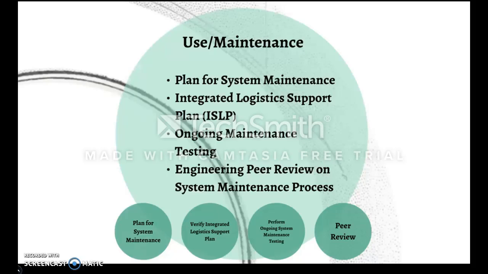The use and maintenance phase of a system lifecycle is the time when the system is actually in use and operating in the intended environment. It is usually the longest lifecycle phase. There are 4 main activities for this phase.